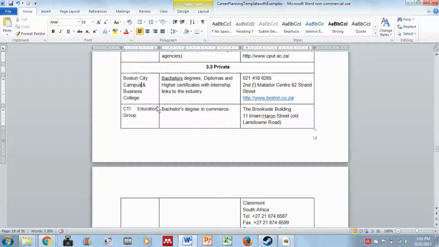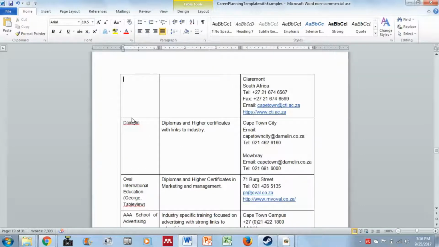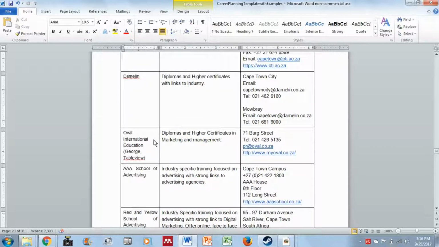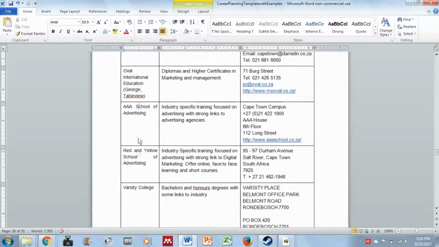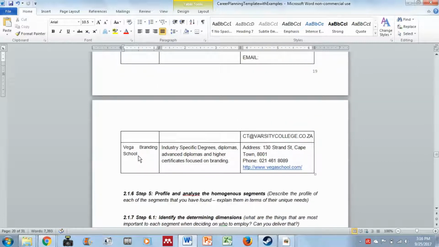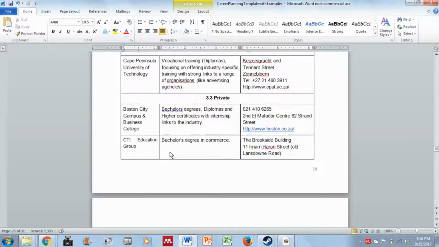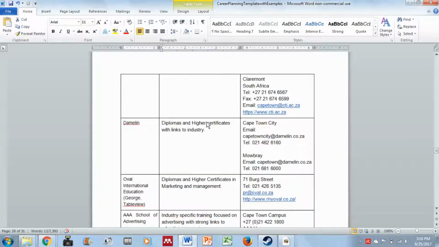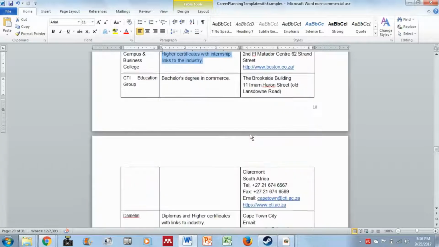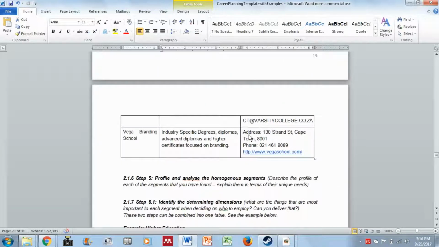Then there's Boston City Campus, CTI Education Group, Damelin, Oval International, and these are all found on the internet. AAA, Red and Yellow, Varsity College, Vega. I explain based on their websites what they say they offer. They offer all these different degrees and diplomas, and then I give their details. So those are my different segments.